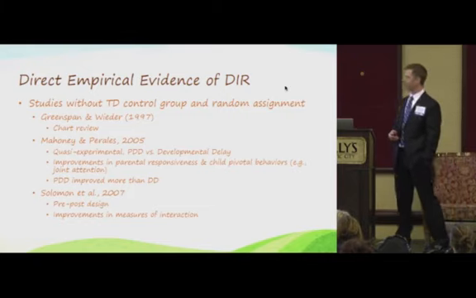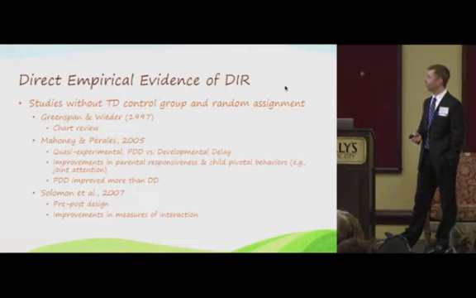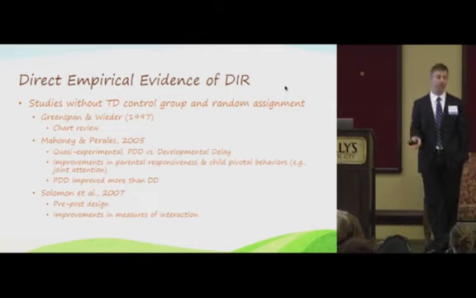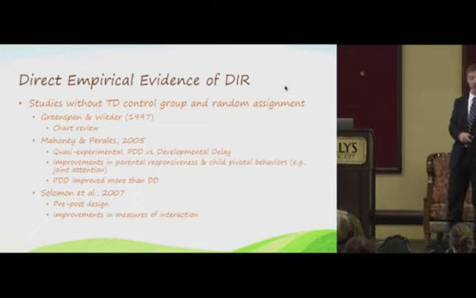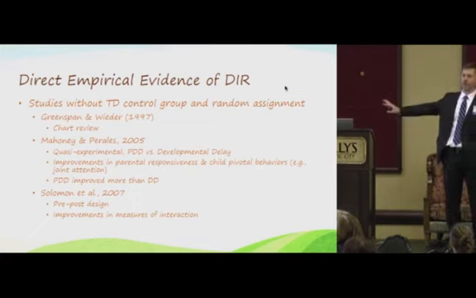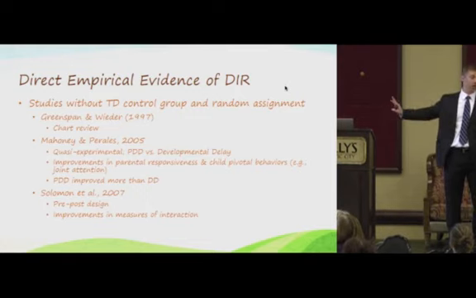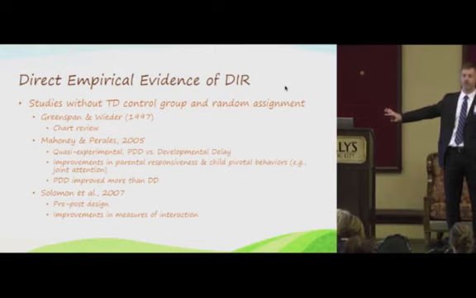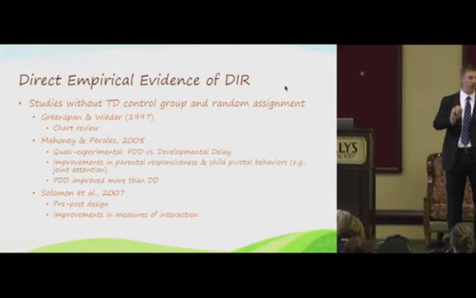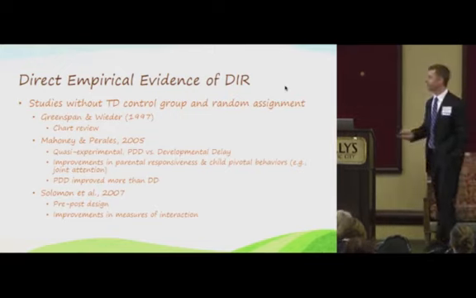Mahoney and Perales have a quasi-experimental study in which they look at pervasive developmental disorder versus children with developmental delay, and are actually using DIR. And by the way, the studies that I'll mention here are DIR or DIR-related interventions, or DIR-based interventions, I should say. So anybody who says we're doing DIR or we're doing a DIR-based intervention.